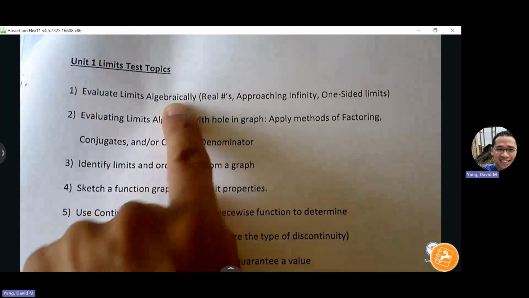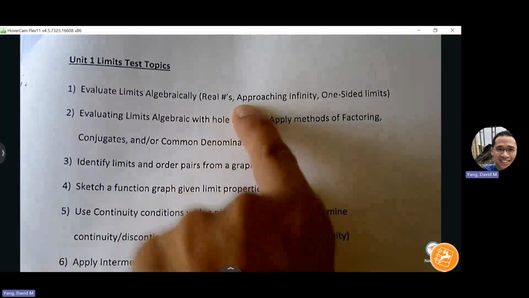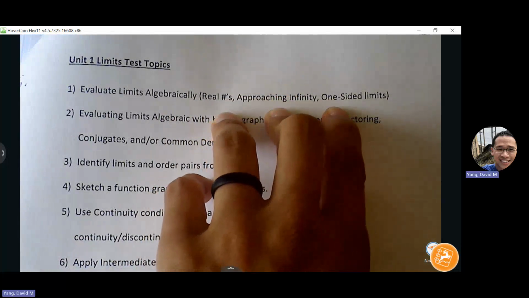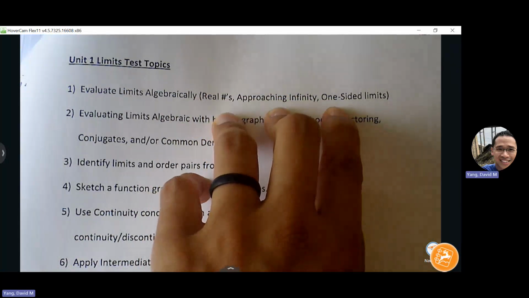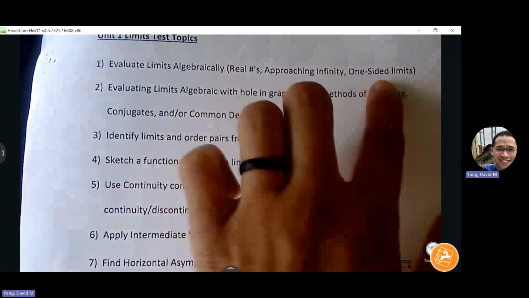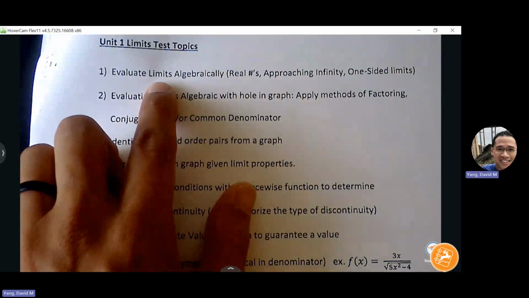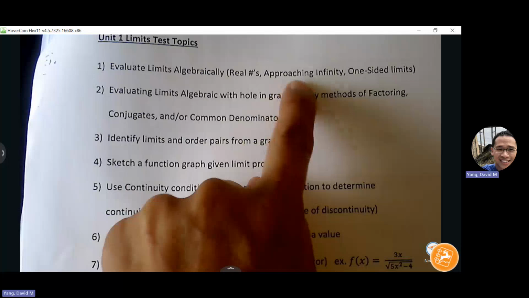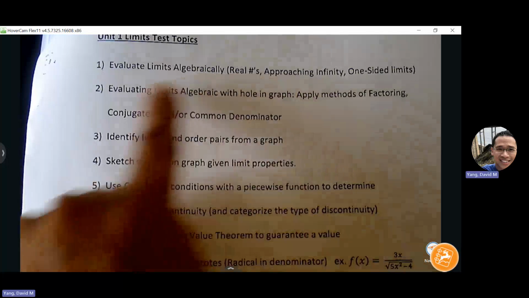So evaluating limits algebraically, real numbers, approaching infinity, one-side limits. These will be mixed, and we'll see that on the first page of our test review. And we've been working with this the most. So being able to understand the steps, right? If it's approaching a real number, you always do direct substitution. If it's infinity, you know you compare degrees.